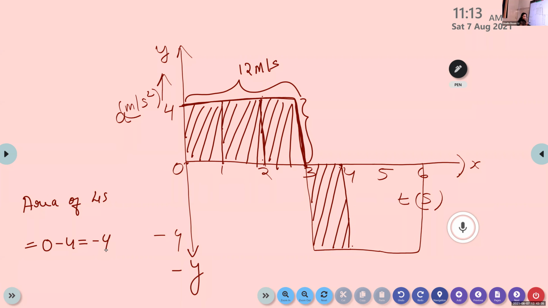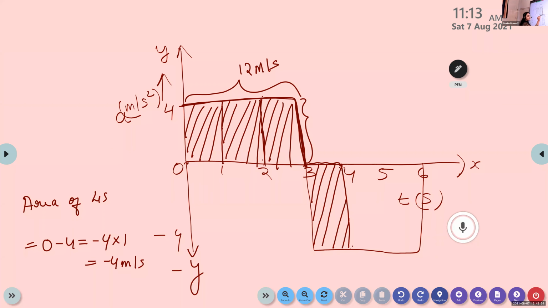Equal to minus 4, right? And here 4 minus 3. Breadth is 4 minus 3, that is equal to 1 second. So minus 4 into 1, that is equal to minus 4 meter per second.